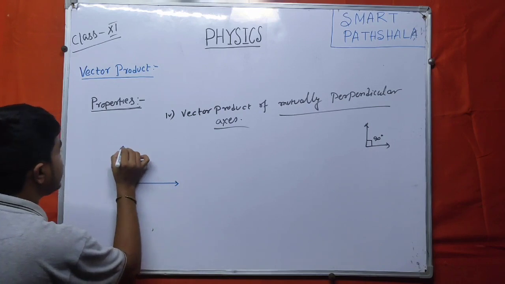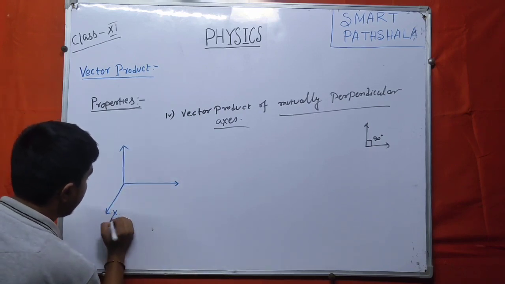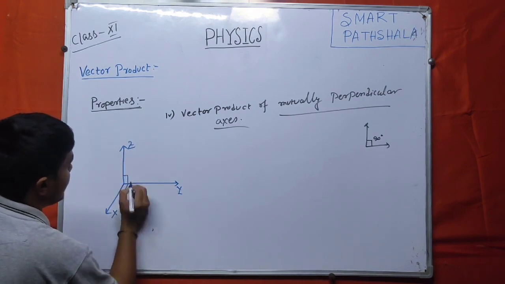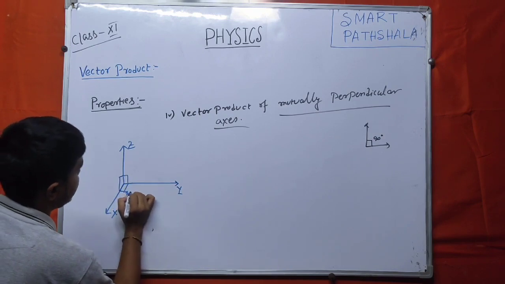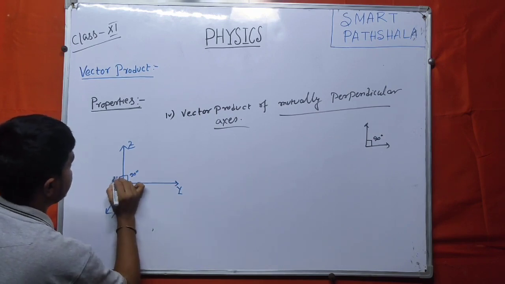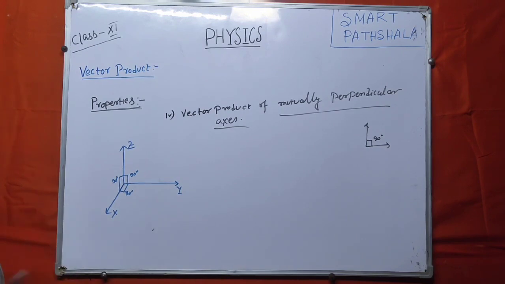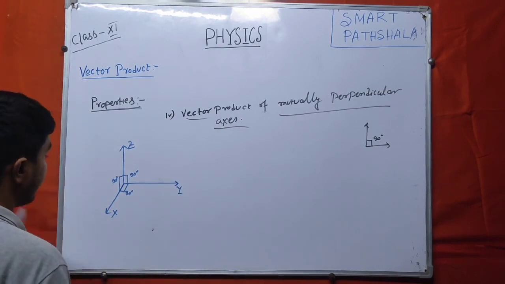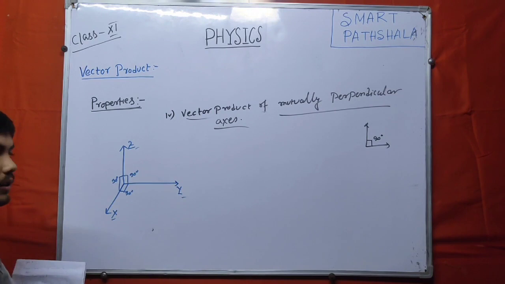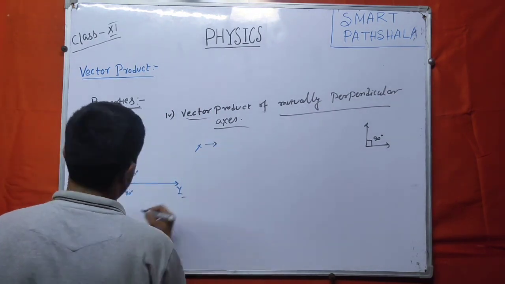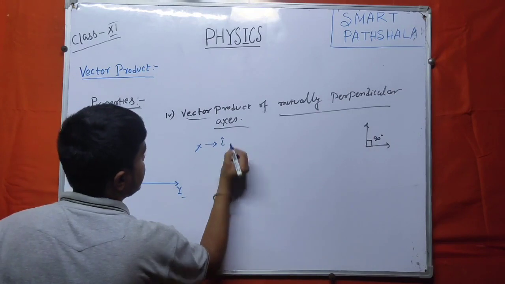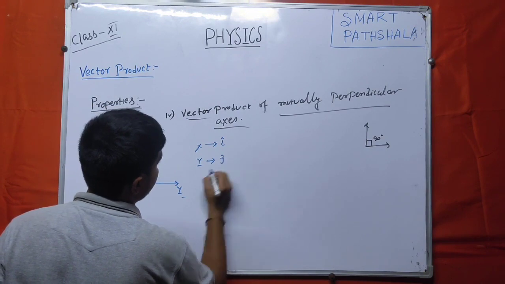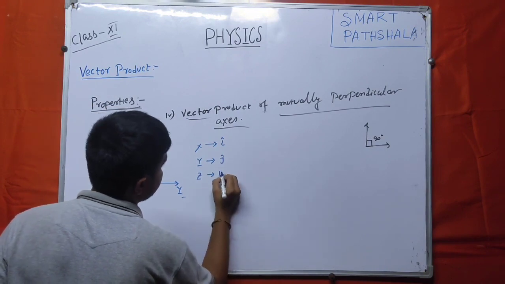Mutually perpendicular axis means nothing but the x-axis, y-axis and z-axis. The angle between all the axes is 90 degrees. To find the vector product of mutually perpendicular axis, we will consider unit vectors along the x-axis, y-axis and z-axis. The unit vector along the x-axis is taken as i cap, along the y-axis it is taken as j cap, along the z-axis it is taken as k cap.